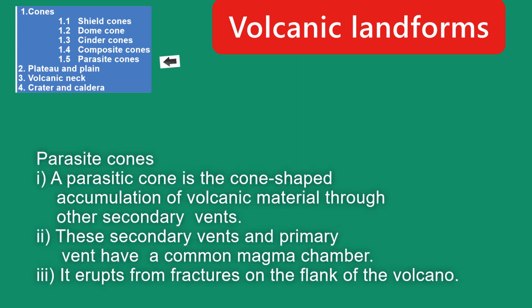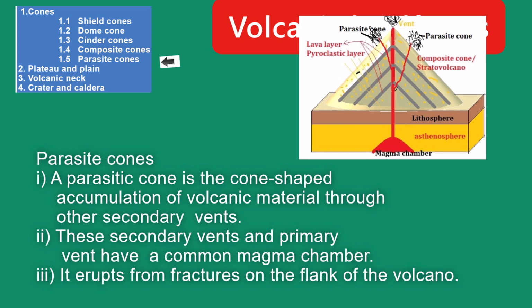Parasite cones. 1. A parasitic cone is the cone-shaped accumulation of volcanic material through other secondary vents. 2. These secondary vents and primary vent have a common magma chamber. 3. It erupts from fractures on the flank of the volcano.